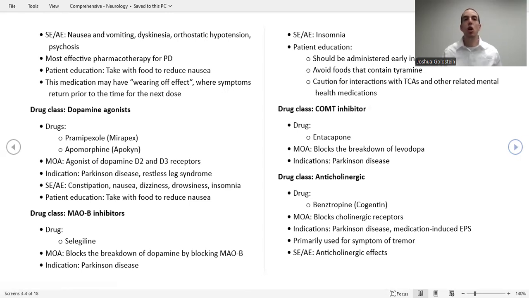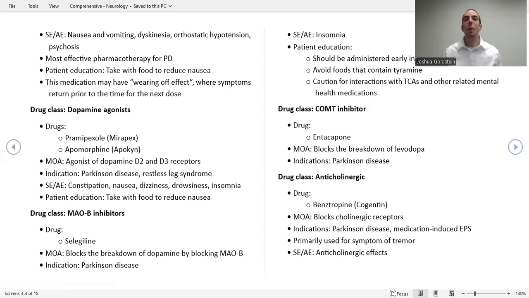Next drug class we have are the dopamine agonists. This would be something like pramipexole or apomorphine. These medications are agonists of the dopamine D2 and D3 receptors. These are used for Parkinson's disease and also for restless leg syndrome. Again, you have your usual side effects: constipation, nausea, dizziness, drowsiness, and insomnia. And again, we're going to educate patients to take this with food to deal with any of those side effects.